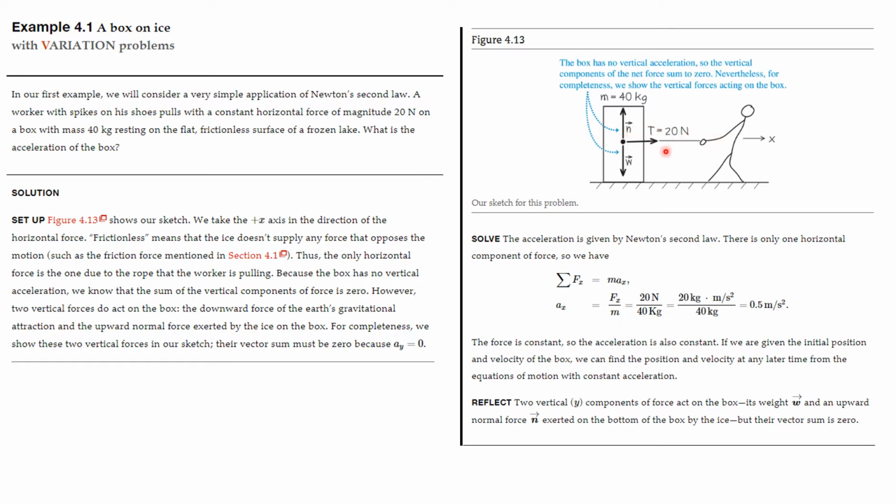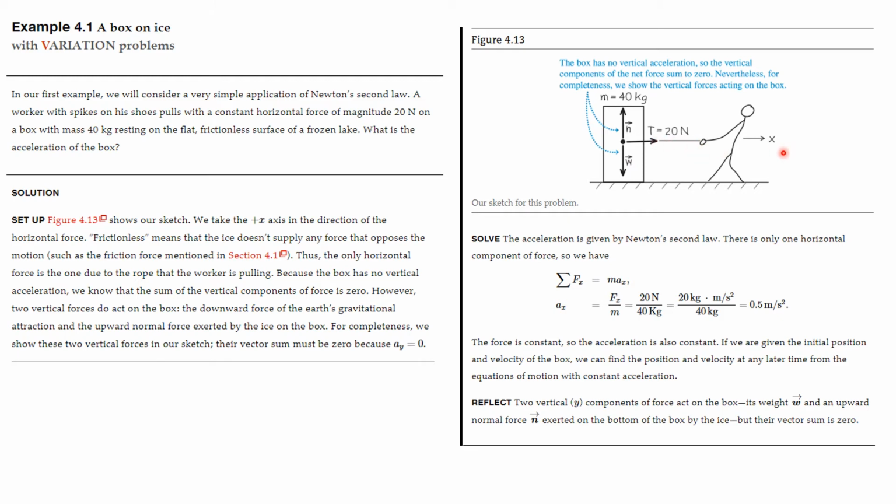He's pulling on it with a tension of 20 newtons. Note that there is the weight of the object that is actually a force going down. But what happens is that the ice is also pushing up. That's the normal force that we talked about. So those two forces balance one another and aren't in play. But here you have a force of 20 newtons going this way in the x direction.